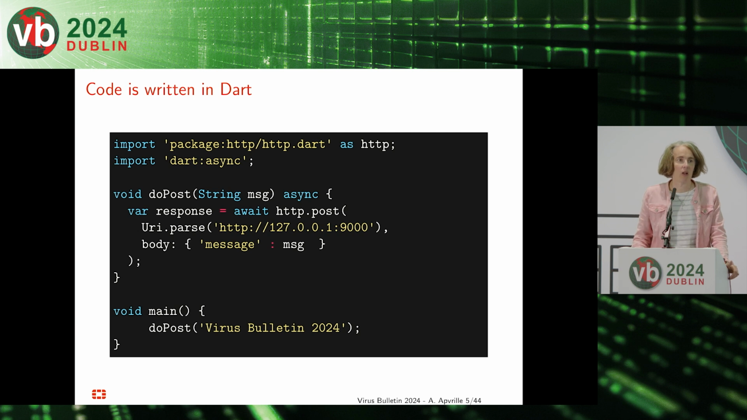Flutter applications are written using the Dart programming language. This is a working example, which, as you might easily recognize, is going to post this message, "virus built in 2024", on this local web server, which is running on port 9000. I think you'll at least agree with me that it looks a little bit like C, and that it's easy to read. So that's also something which is cool about Dart.